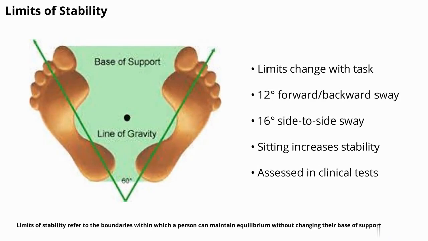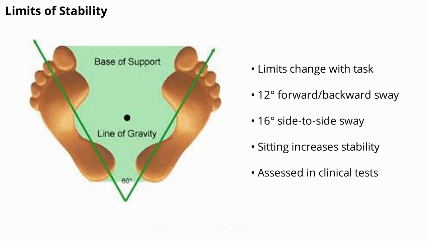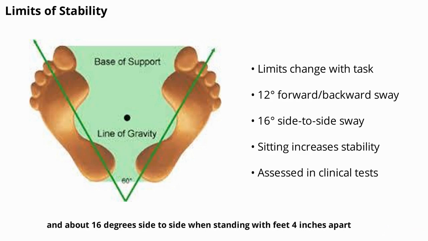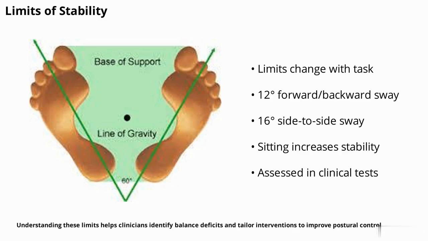Limits of stability refer to the boundaries within which a person can maintain equilibrium without changing their base of support. These limits are not fixed. They change depending on the task, the individual's biomechanics, and environmental factors. For example, adults can sway about 12 degrees forward and backward, and about 16 degrees side to side when standing with feet 4 inches apart. Sitting increases stability due to a lower COM and larger BOS. Understanding these limits helps clinicians identify balance deficits and tailor interventions to improve postural control.